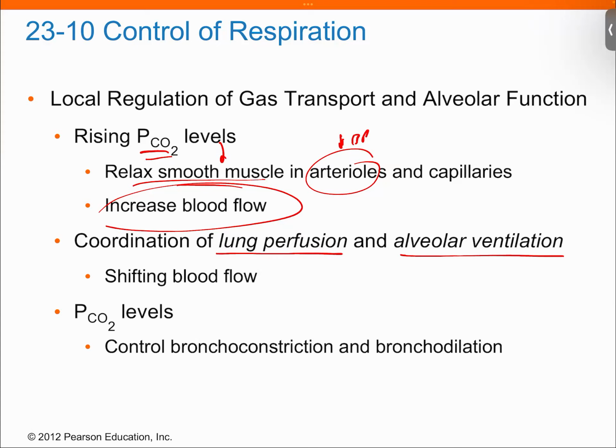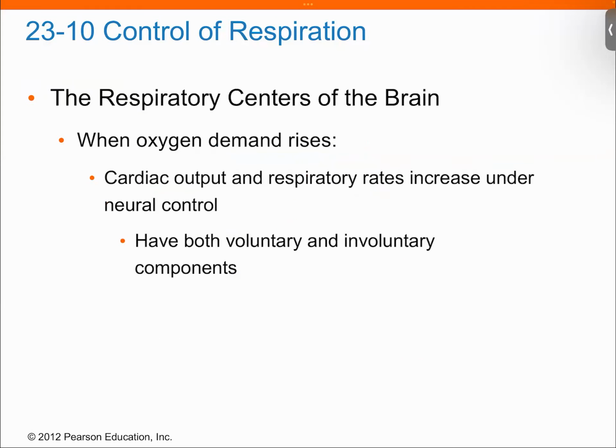Then the CO2 levels will also control bronchoconstriction and dilation. So if you recall, there's smooth muscles around the bronchioles themselves that basically allows you to constrict the bronchioles. And so that bronchoconstriction and dilation is controlled by CO2 levels as well. And that's the culprit behind asthma when they inappropriately constrict, right? We use inhalers to relax those muscles so you dilate those passageways a little bit.